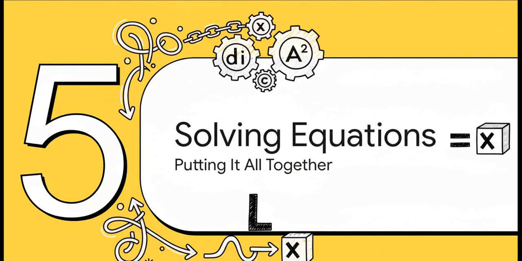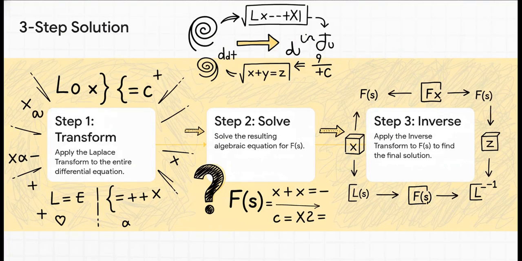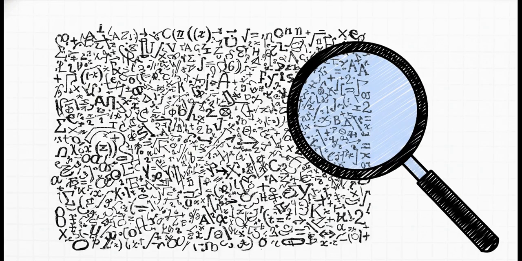Let's see this thing in action. We're going to walk through how you actually use this process to solve a real differential equation step by step. The entire method really just boils down to a simple 3-step mantra. Just remember this. 1. Transform. 2. Solve. 3. Inverse transform. That's it. You transform the entire equation into the S domain, you solve the new algebraic equation for your F of s, and then you take the inverse to get your final answer. Transform, solve, inverse transform.